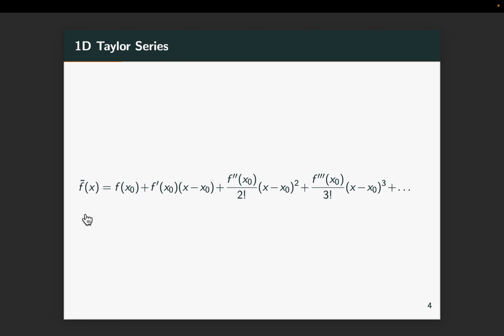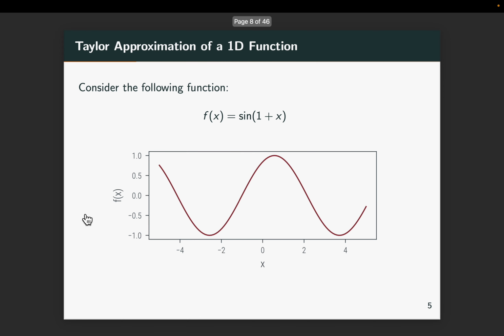So we are trying to make an approximation f tilde of x, which is evaluating the function around a point x naught. So we say this is the same as f of x naught plus the first derivative. In this case, it's a 1D series. So then f dash x naught into x minus x naught plus so on and so forth. Right. So that's the general idea.